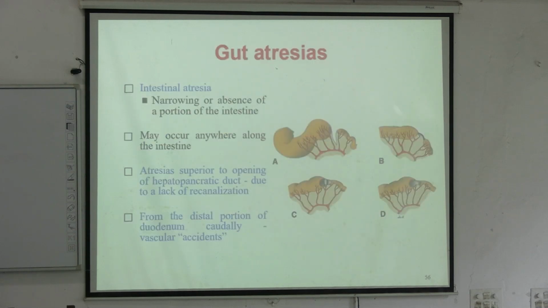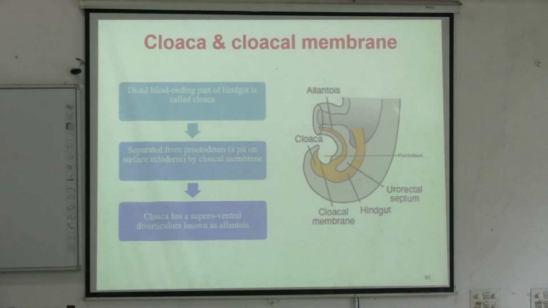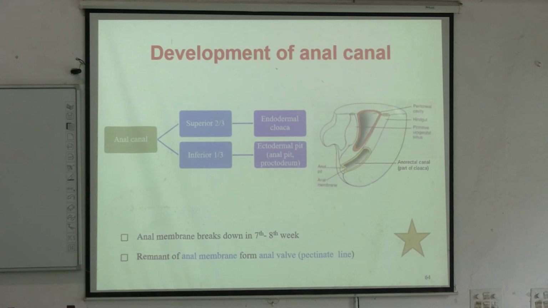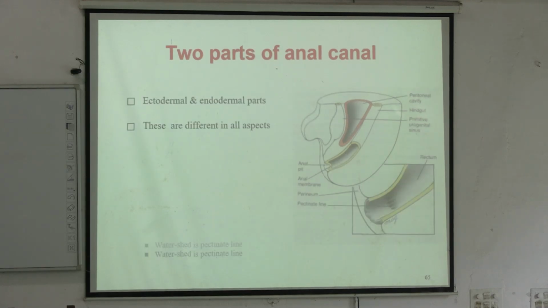Now, other than this, we have the hindgut problem, and this is what we started with in today's class, about the cloaca. The cloaca is separated by the urorectal septum into the anterior urogenital sinus and the posterior anal canal. Now, the anal canal has a membrane, which we call the anal membrane. If the anal membrane fails to rupture, that can create a clinical problem. We call this imperforate anus.